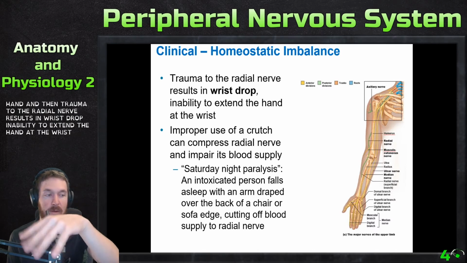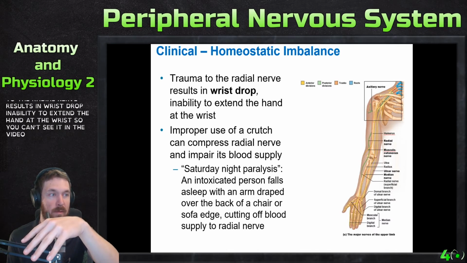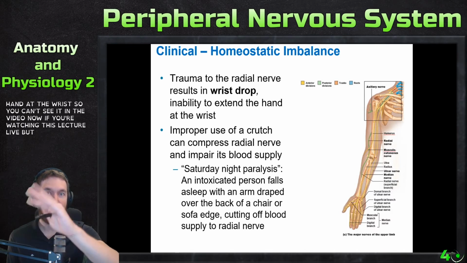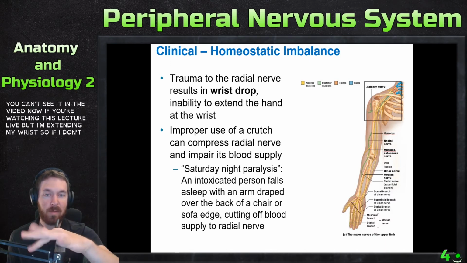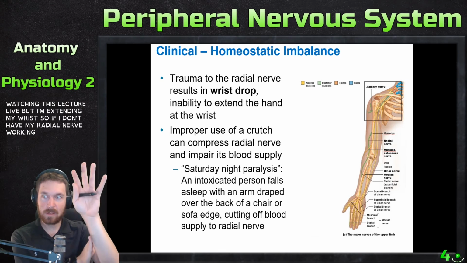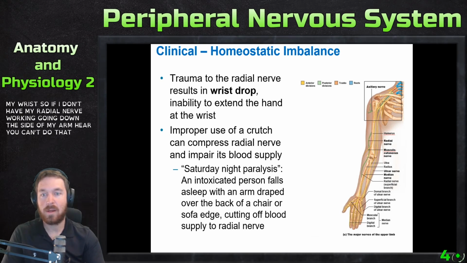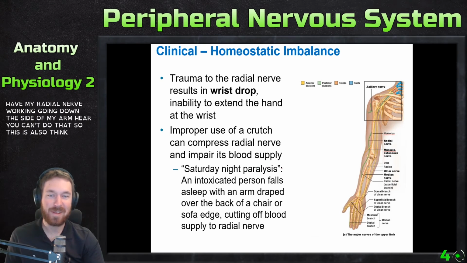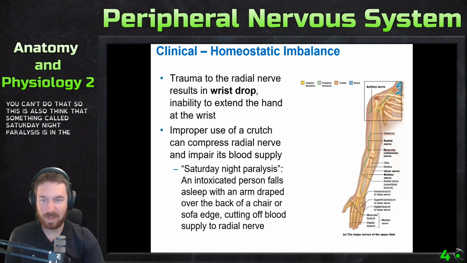So I can't see it in the video now if you're watching this lecture live, but I'm extending my wrist. If I don't have my radial nerve working, going down the side of my arm here, you can't do that. So this is also linked to something called Saturday night paralysis. This was in the book, so I kept it.